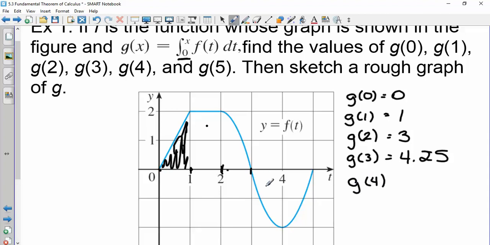What happens when you add in things under the axis? It subtracts. So how much would I be subtracting off here? Yeah, it's about the same as this, isn't it? So I'm subtracting off 1.25, so that's going to take me back to 3. G of 5. So we're still subtracting off. How much am I subtracting off again? 1.25, so it takes me to 1.75. Does everybody understand how we approximated each of those values?